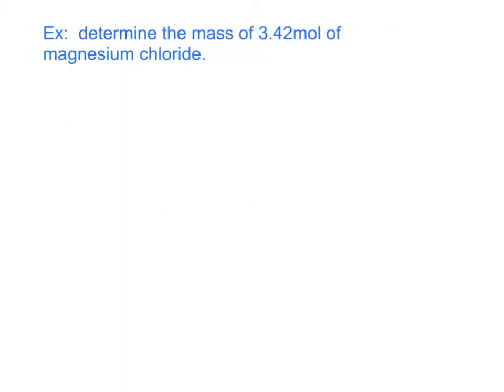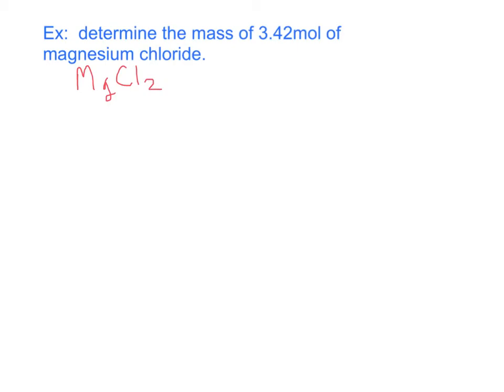All right. So here we have a second example. We're going to take it the other way. We're asking you to determine the mass in 3.42 moles of magnesium chloride. Uh-oh, Mr. Hunter. It doesn't tell us the chemical formula. Exactly. So once again, if you can't name, you're not going to be able to succeed here. But for simplicity's sake, magnesium chloride is MgCl2, because magnesium's +2, chloride's -1.